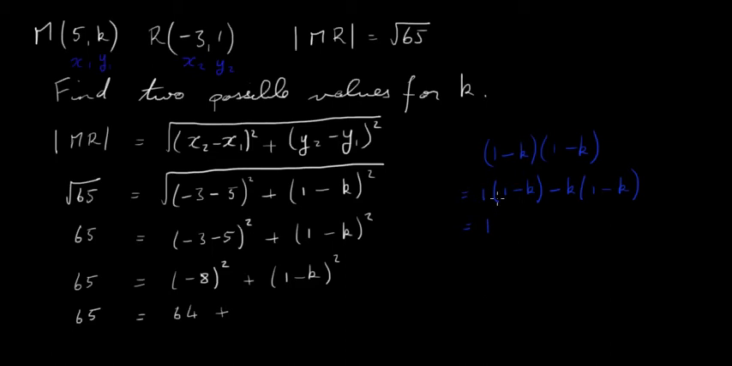1 times 1 is 1. 1 times minus k is minus k. Minus k times 1 is minus k, and minus k times minus k. Minus by minus is plus, k times k is k squared.